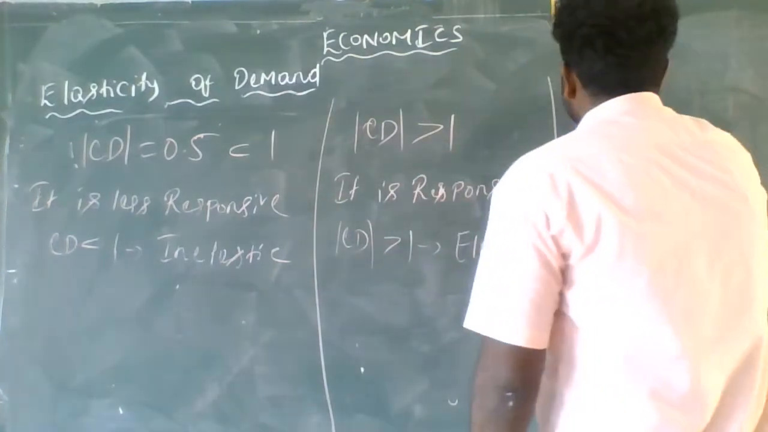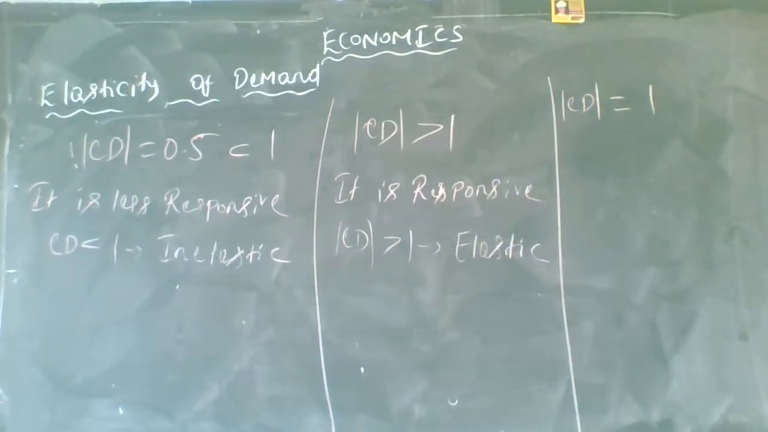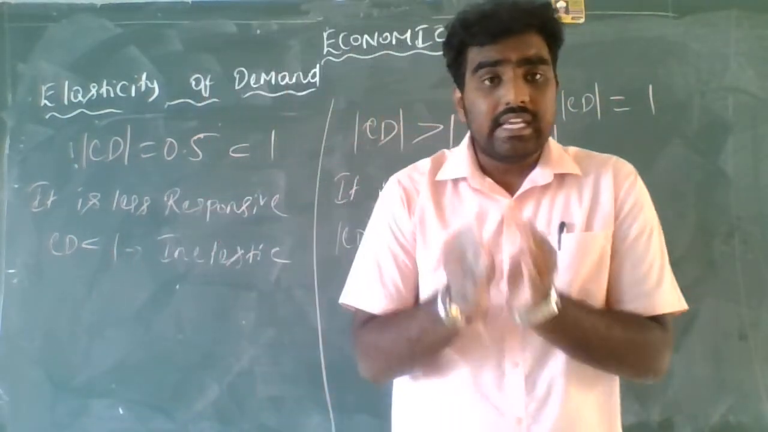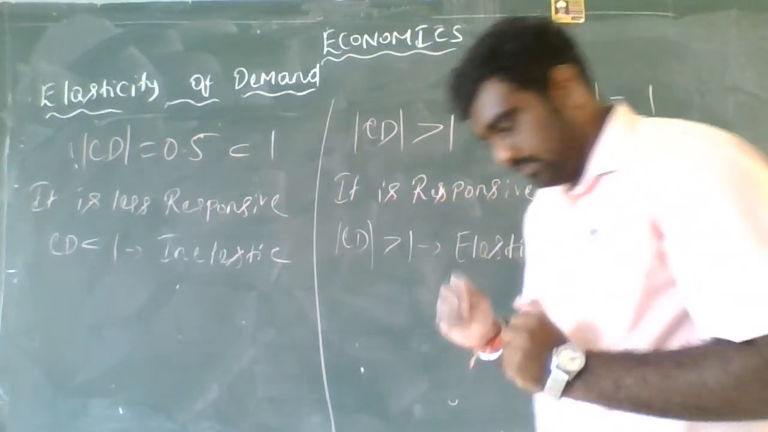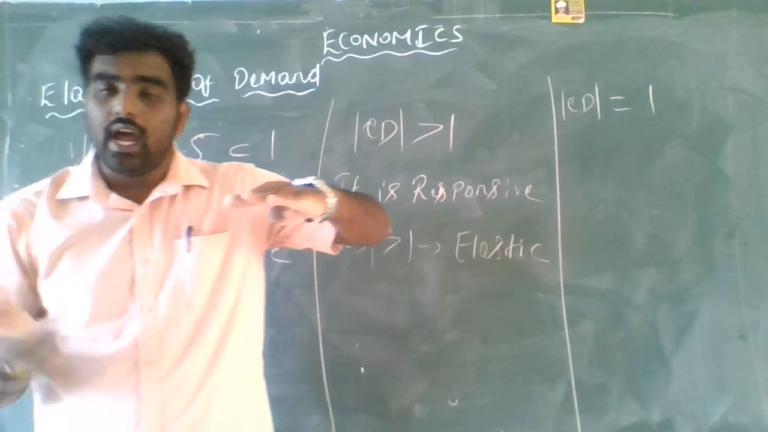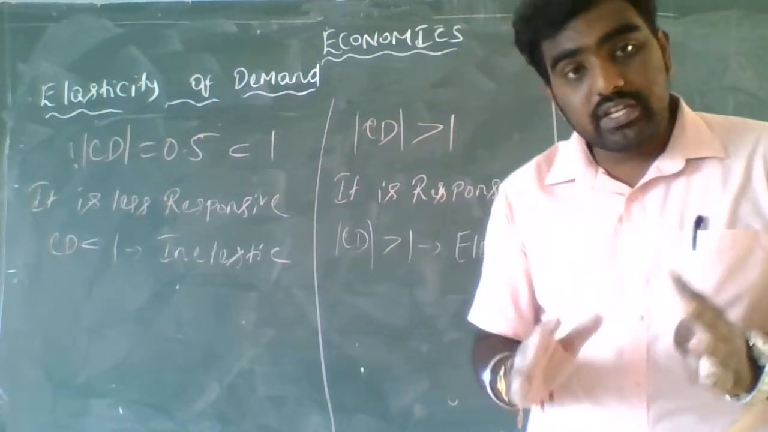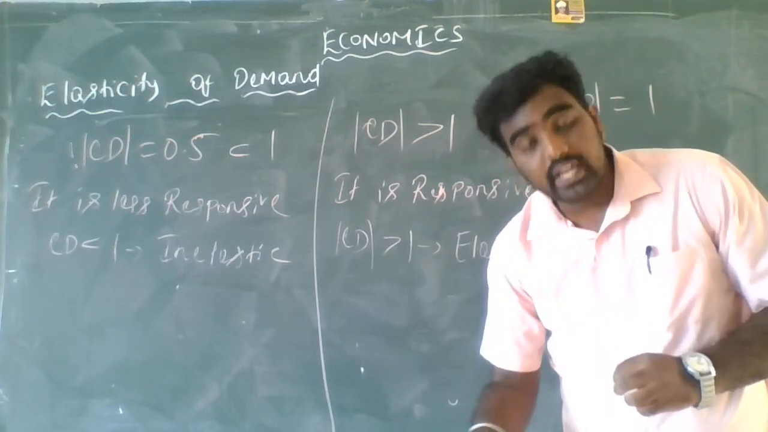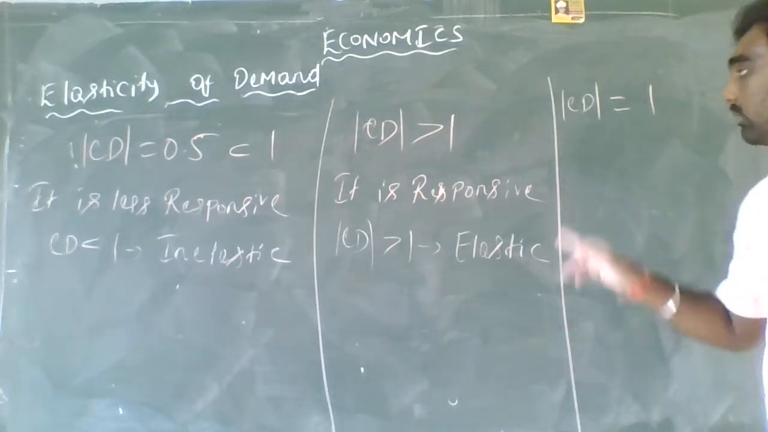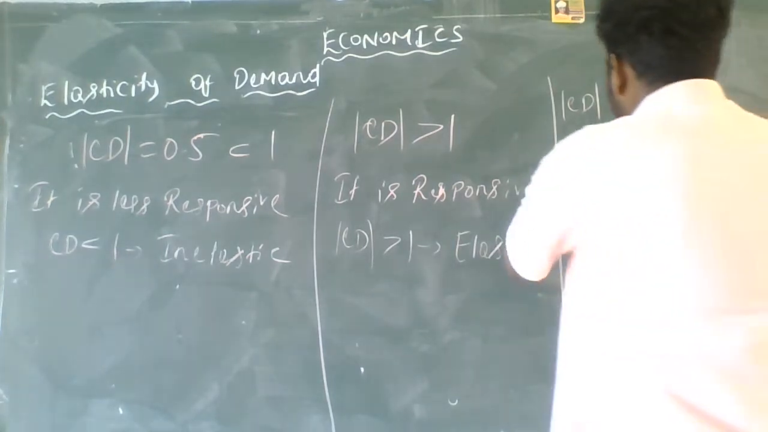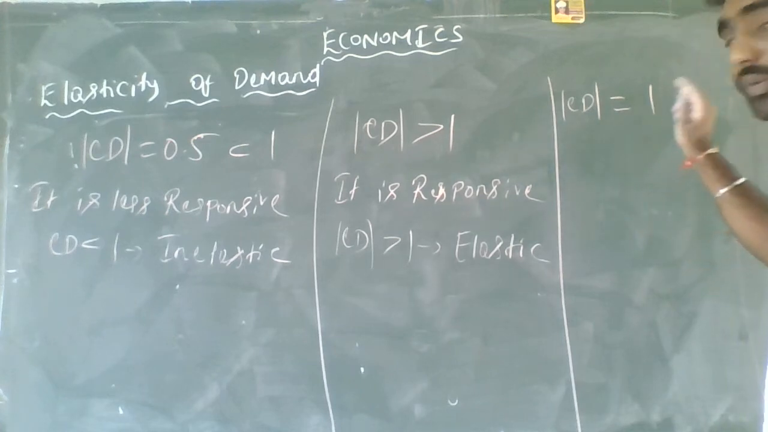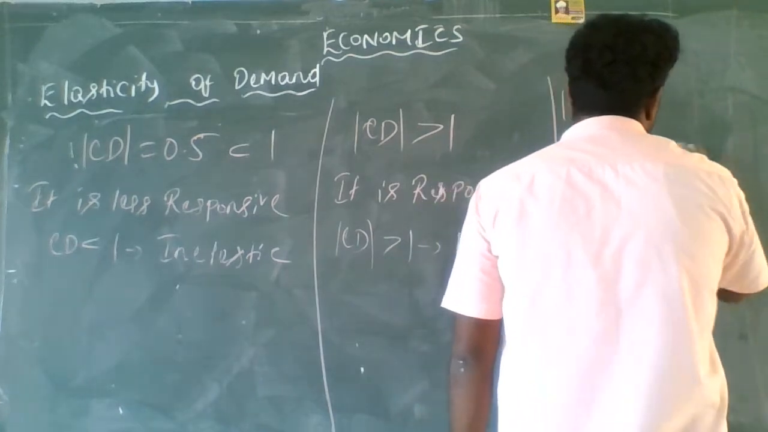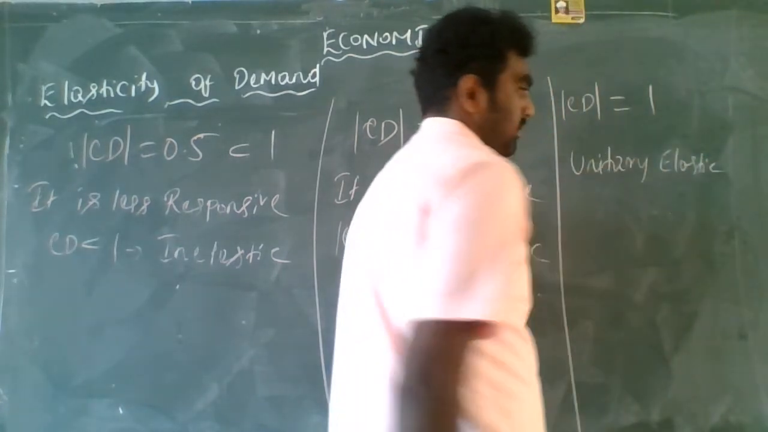Here we will learn when elasticity of demand is equal to 1, that is, when the percentage change in quantity is equal to the percentage change in price. In the first case it was minus 20 and 40. Just imagine if the percentage change in quantity is also 40 and the percentage change in price is also 40, it will be equal to 1. When the percentage change in price equals the percentage change in quantity, it is called unitary elastic.